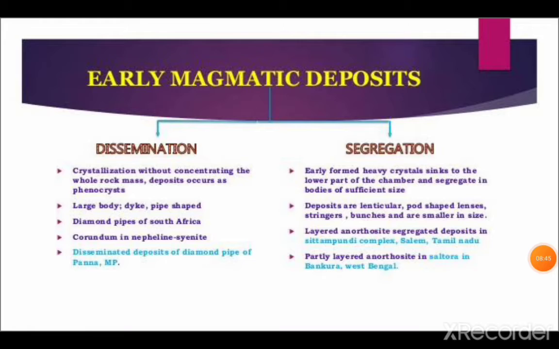The examples of dissemination deposits are diamond pipes of South Africa, corundum in nepheline syenite, and also the diamond pipe of Panna, Madhya Pradesh. The examples of segregation deposits are layered anorthosite segregated deposits in Sitampudi complex, Salem, Tamil Nadu. And also another example is partially layered anorthosite deposits in West Bengal.